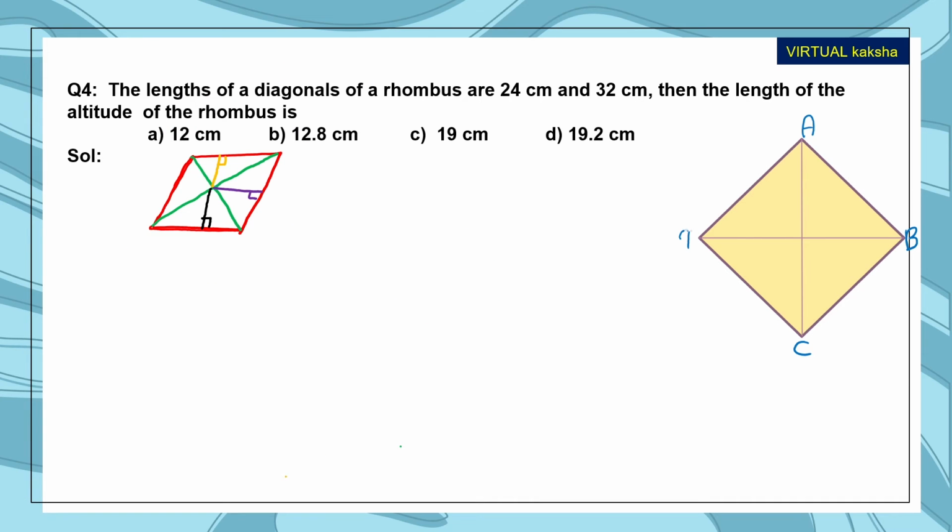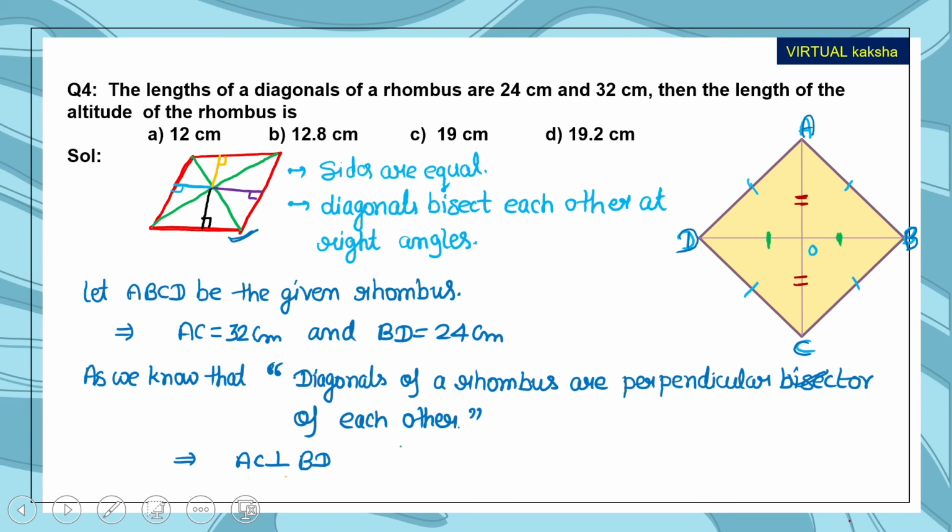Let ABCD be the required rhombus. A rhombus can be drawn like this. Here we have to find the altitude of the rhombus and the diagonals are given. We have studied in our earlier classes that adjacent sides are equal in a rhombus, and diagonals bisect each other at right angles.